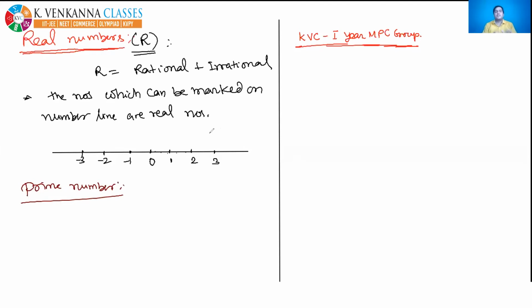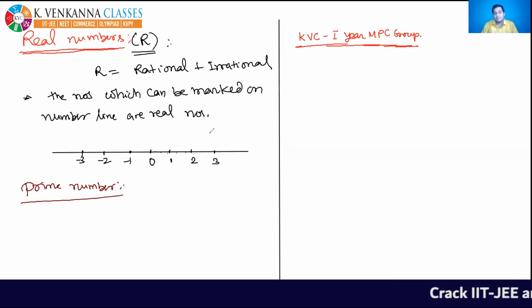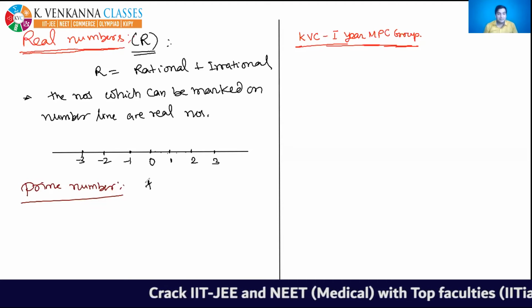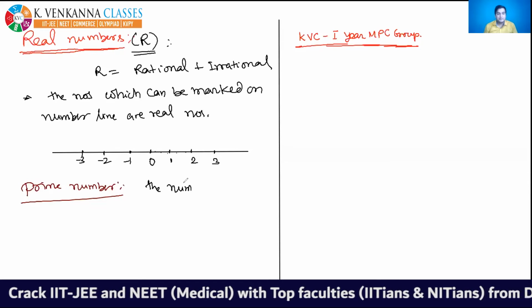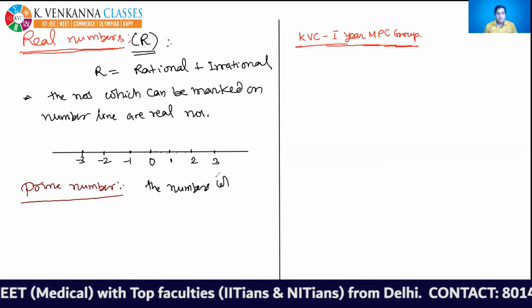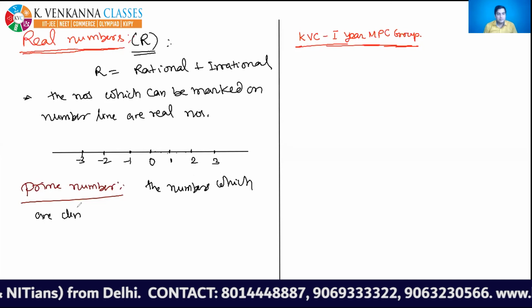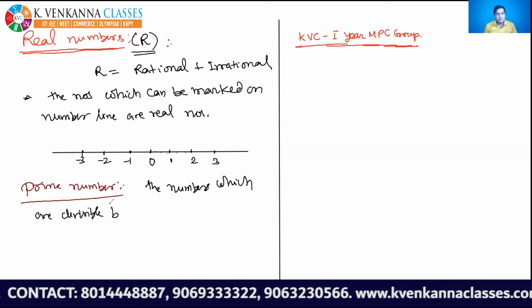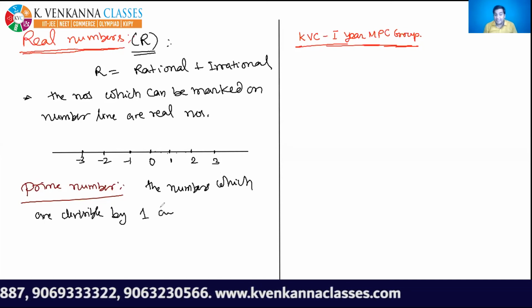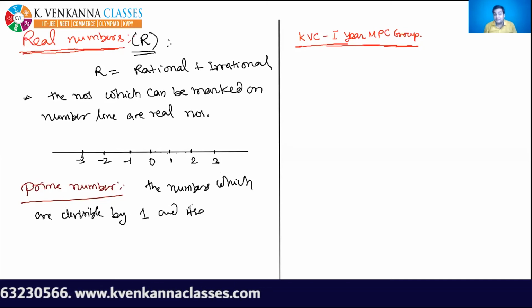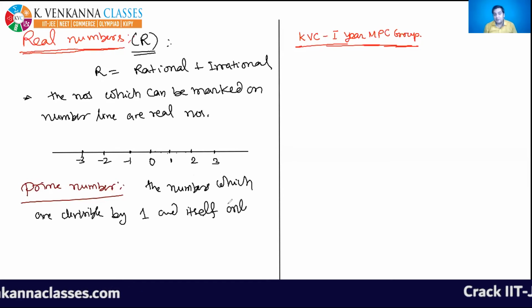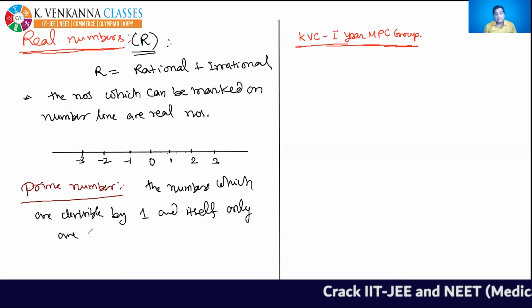Now what are the prime numbers? The numbers which are divisible by 1 and itself only. Yes, correct, Deepak. What is the definition? The numbers which are divisible by 1 and itself only are prime numbers.